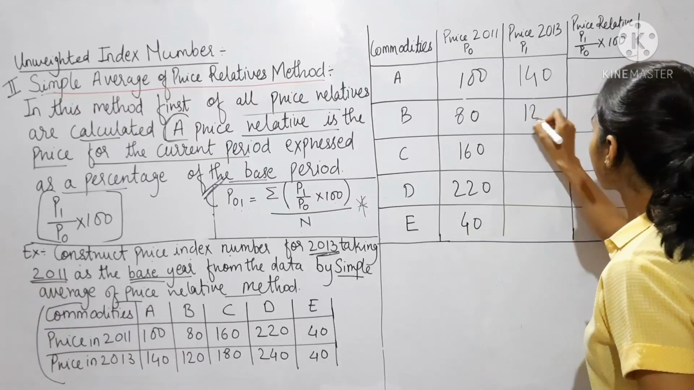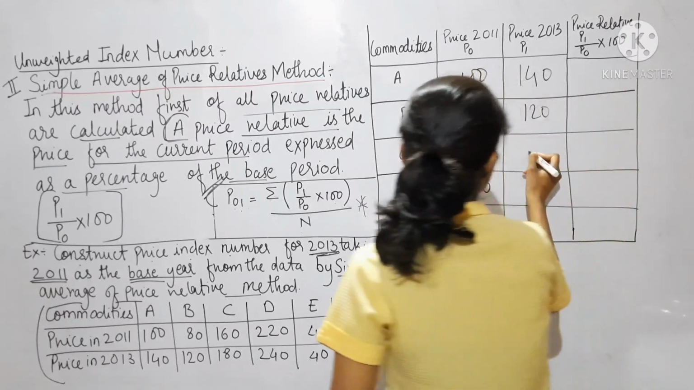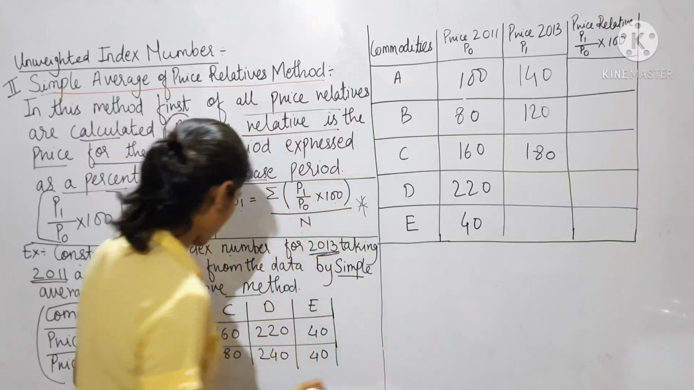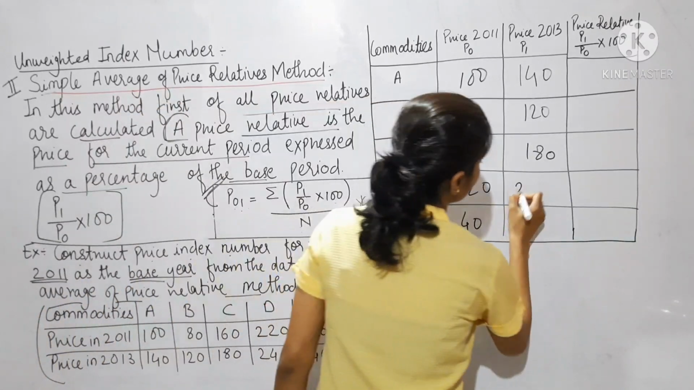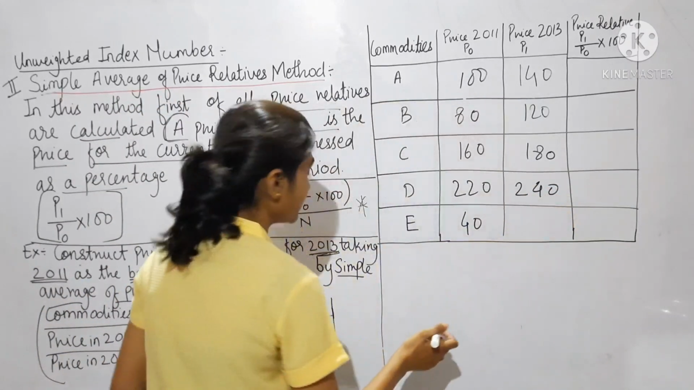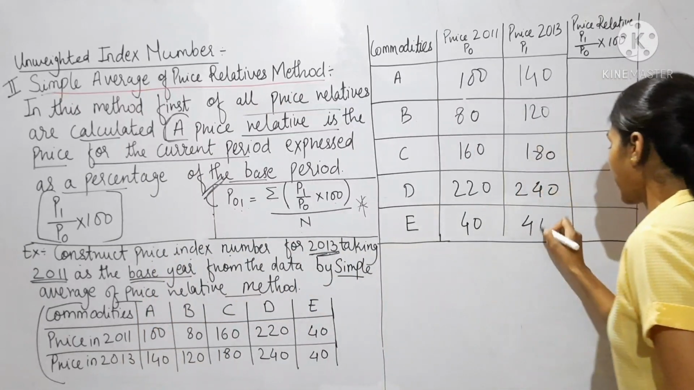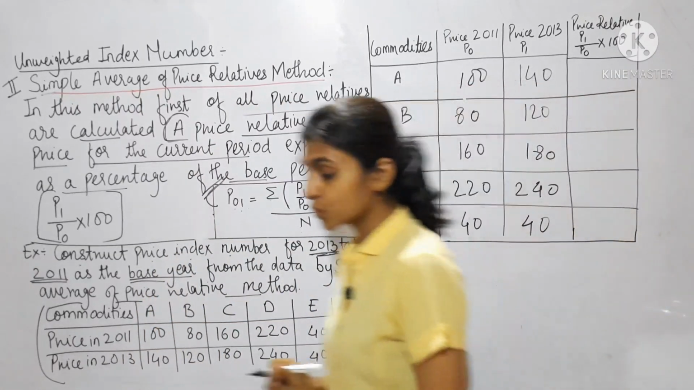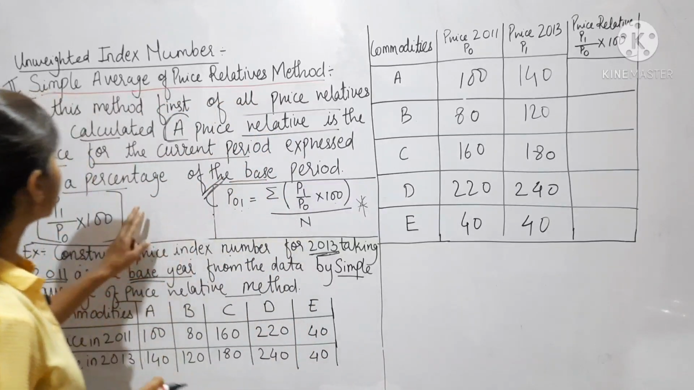140, 120, 180, 240 and 40. Okay. Now next what we have to do, we have to find price relative.